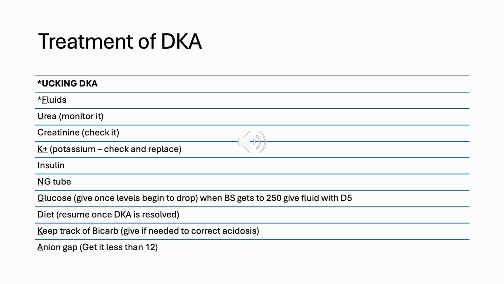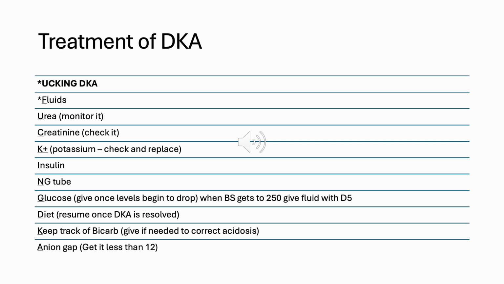All right, here's what treatment with DKA comprises of. You can remember the mnemonic FUCKING DKA. So fluids is going to be your first line. You're going to be giving them a lot of fluids because they're dehydrated. You also give a lot of fluids to people with HHS. Urea, you want to monitor the BUN. You want to monitor the creatinine as well.